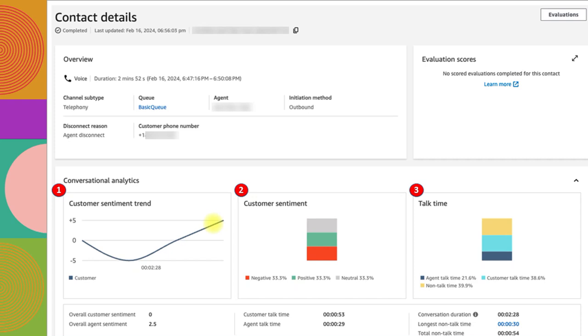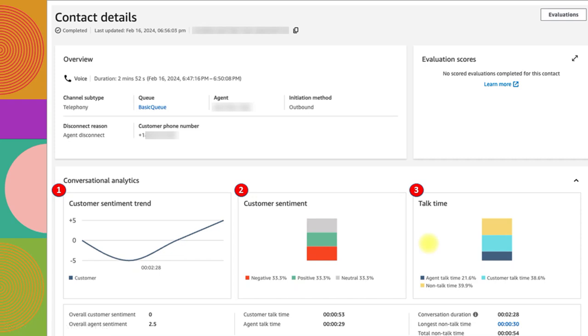he's resolved a lot of his issues and he's happier. And the next graph shows the customer sentiment: 33% negative, 33% positive, 33% neutral. I don't know how useful that is, but you definitely want the positive to be greater. And then there's the talk time.